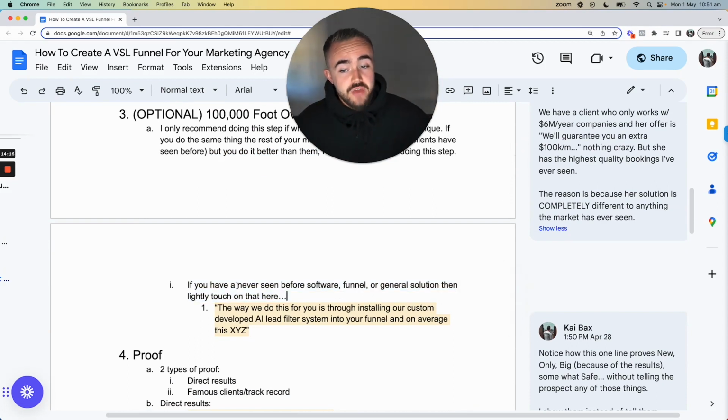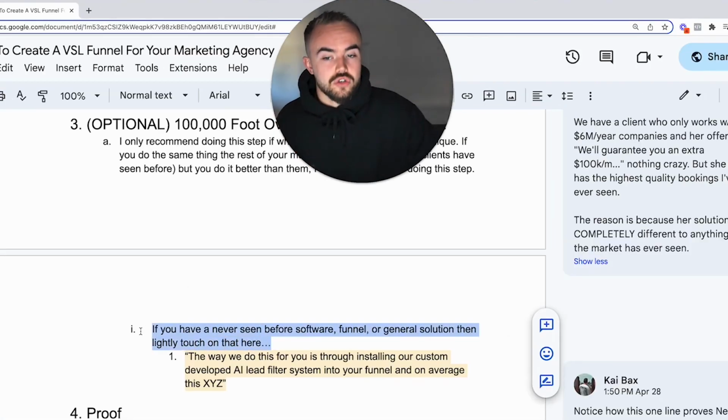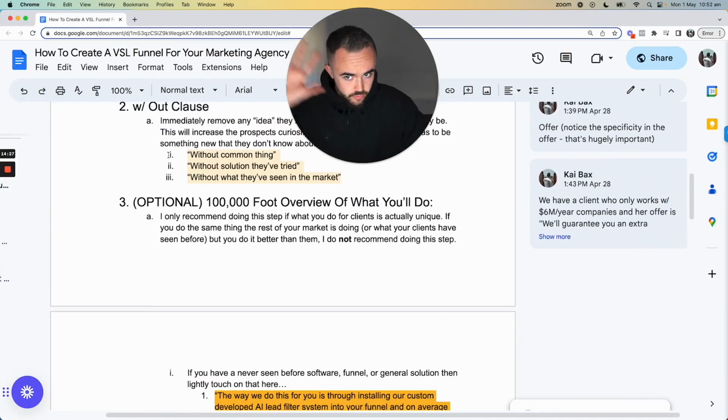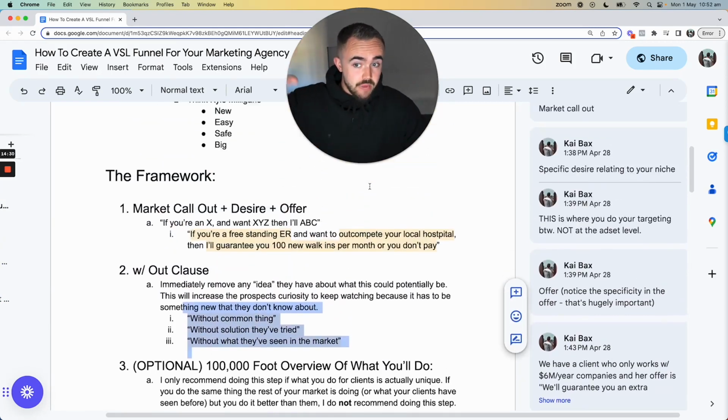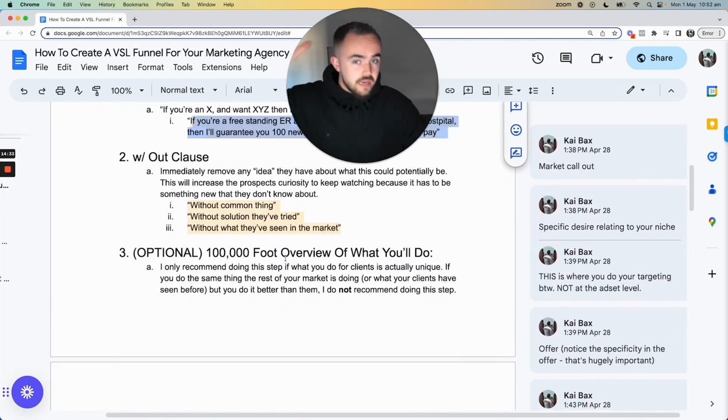However, if you have a never seen before software or funnel or whatever it is, general solution, then I would lightly touch on it in this section. So you got to think, we just finished this without bit. So it's like, hey, we'll get you XYZ result without doing X, without doing Y, without doing B.